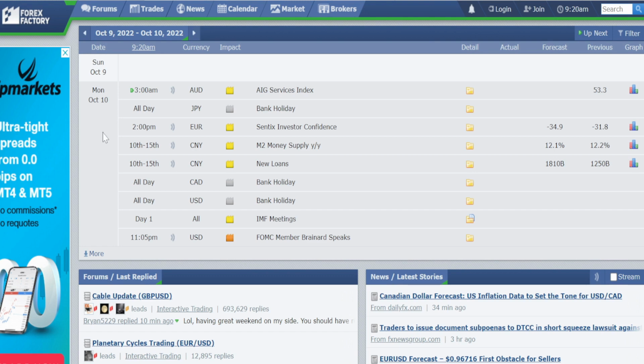So when we look at the economical events calendar for Monday, October 10th, since we have lots of bank holidays, we can expect a low volatility in US dollar related currency pairs. Let us begin our gold analysis.